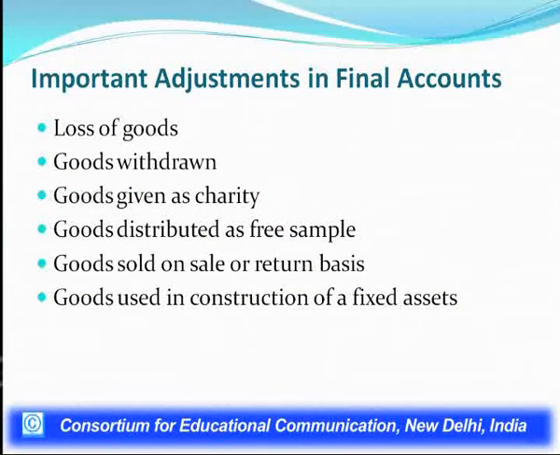There are some adjustments which are related to goods. Goods are those items in which a firm deals. The loss of goods due to theft, accident or any other reason. Then goods withdrawn by the proprietor for personal use, goods given as charity, goods distributed as free samples, goods sold on sale or return basis, goods used in construction of a fixed asset. So all these items are related to goods. If we do not make adjustments, the trading account will not show the correct gross profit. So we need to make the adjustment for these items or transactions relating to goods.